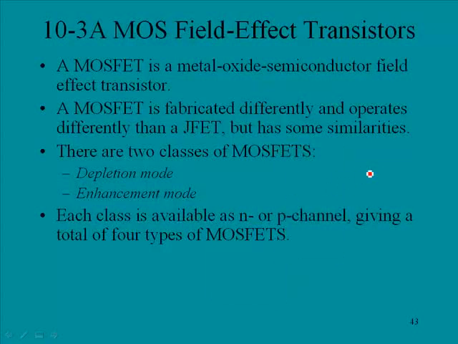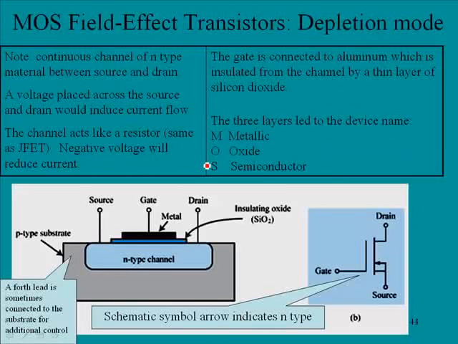A MOSFET is fabricated differently and operates differently than a JFET, but it does have some similarities. There are two classes of MOSFETs: depletion mode and enhancement mode. Each class is available as an N or a P channel, giving a total of 4 types of MOSFET. So depletion mode comes in an N or a P, and enhancement mode comes in an N or a P. So we have 4 different types of MOSFETs.